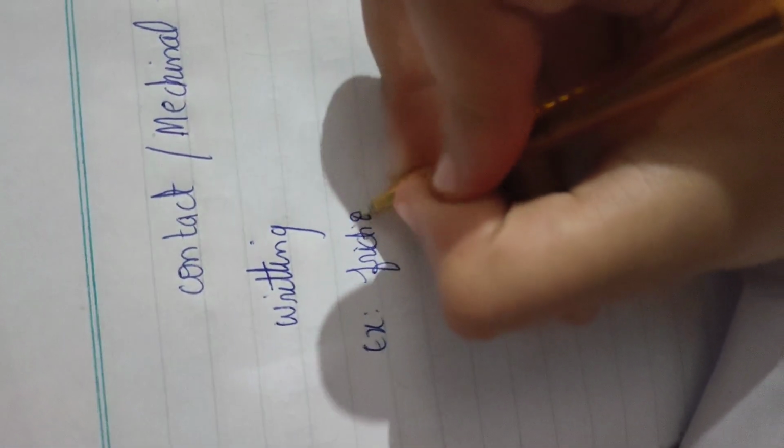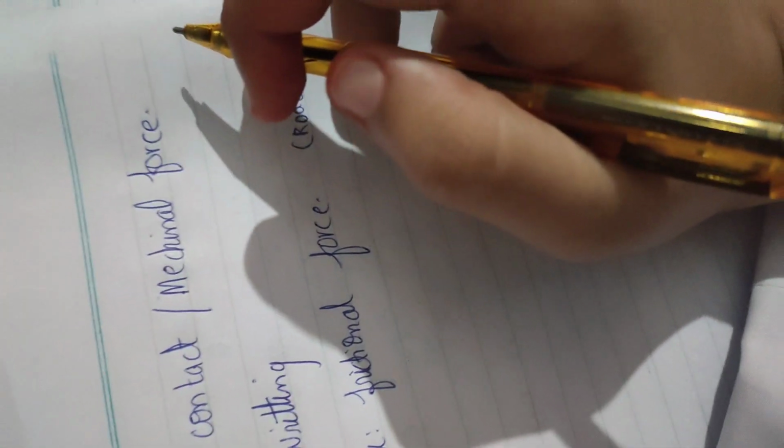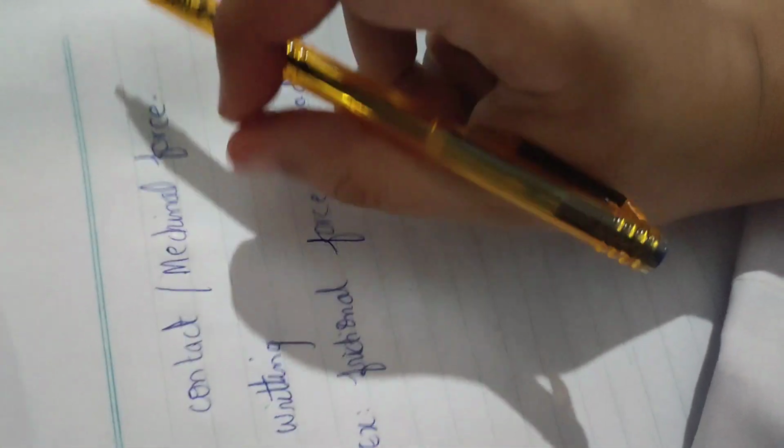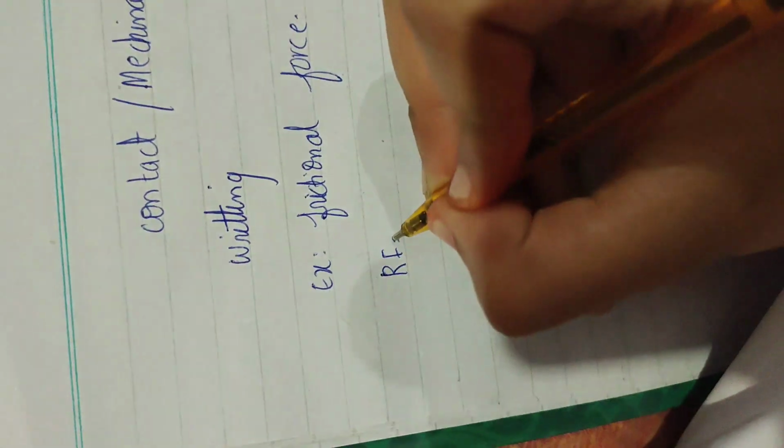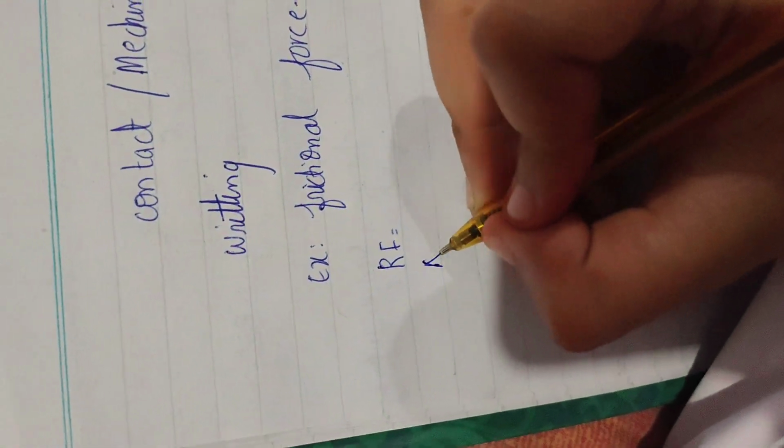For example, we have frictional force. We are applying it with a car. It usually occurs on roads. And any mechanism that you are doing physically by your hands, by touching with your body, is a contact force or mechanical force.